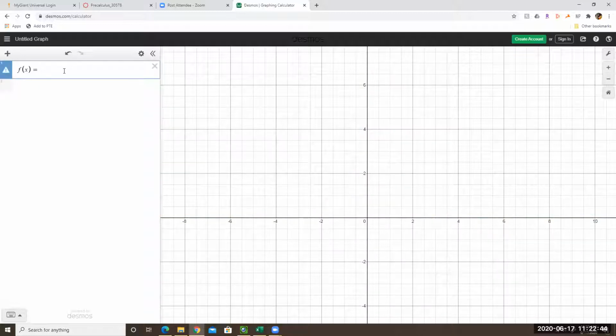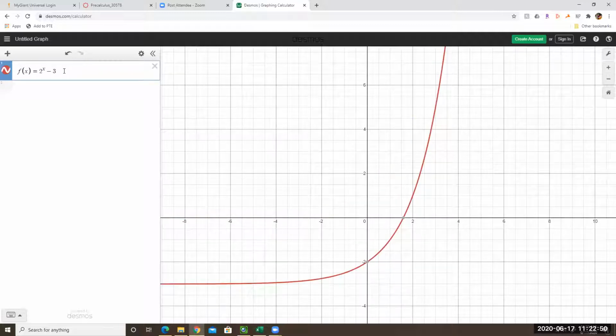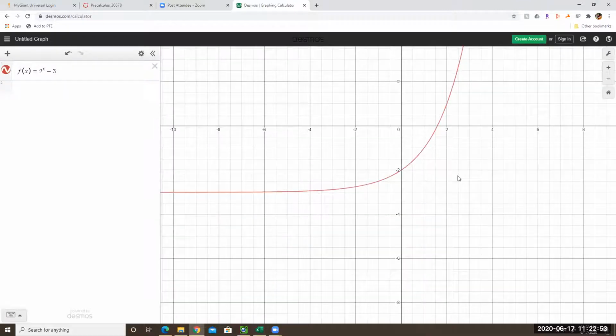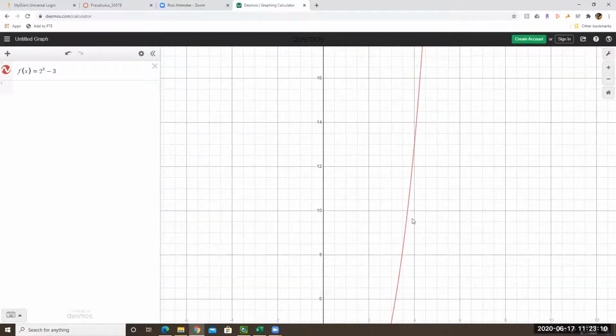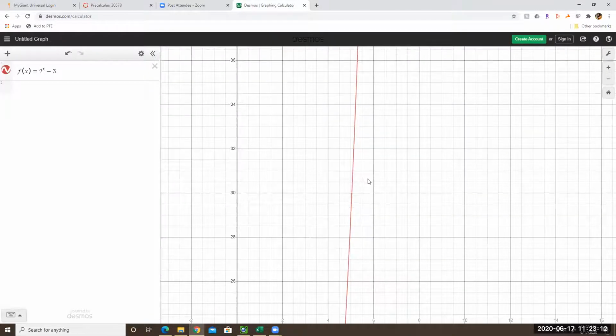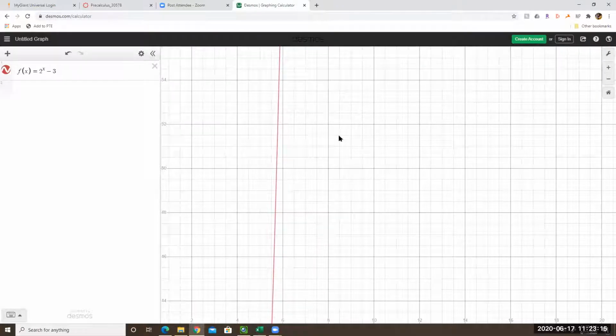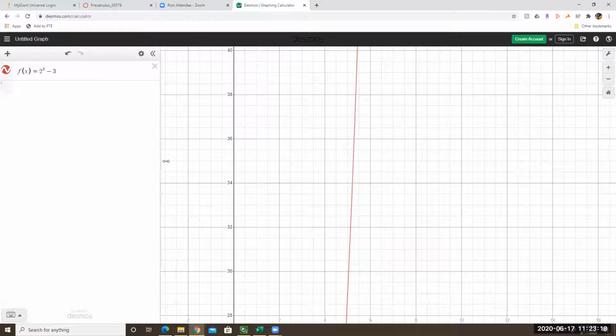So we want to do 2 to the x minus 3. Okay, so this is the function that we're ending up with. The first question we want to answer is, what is the limit as x approaches infinity? In other words, as x gets really, really large, what's happening to this function value? Well, it looks like the larger and larger x gets, the larger and larger the function value gets. It doesn't seem to be approaching any finite value. It seems to just be growing and growing and growing. So I think that the limit as x approaches infinity is infinity. In fact, that's what I'm going to write down.